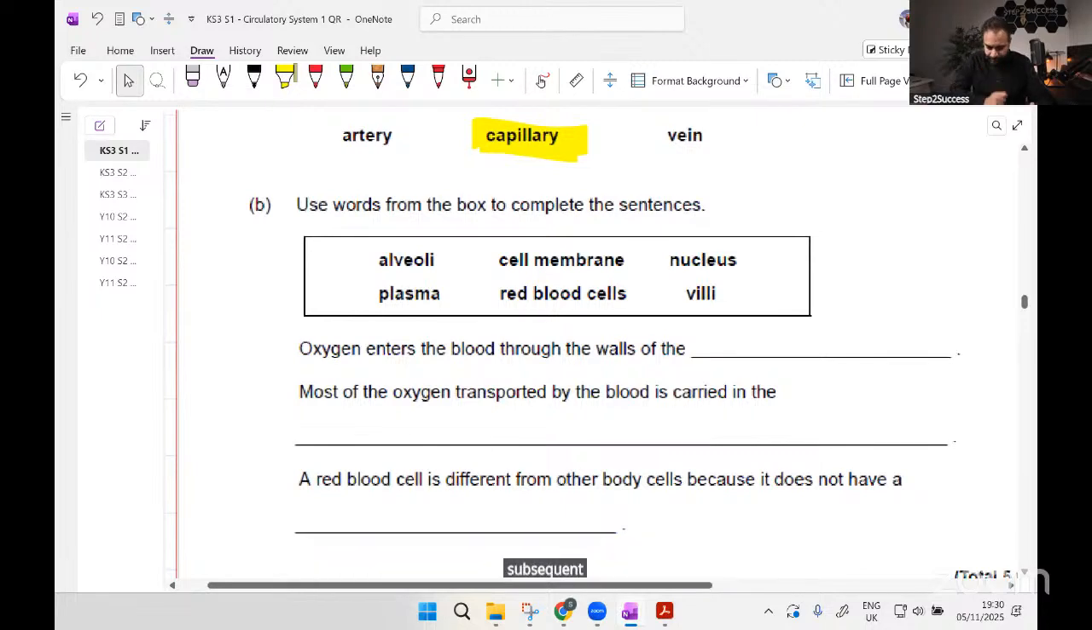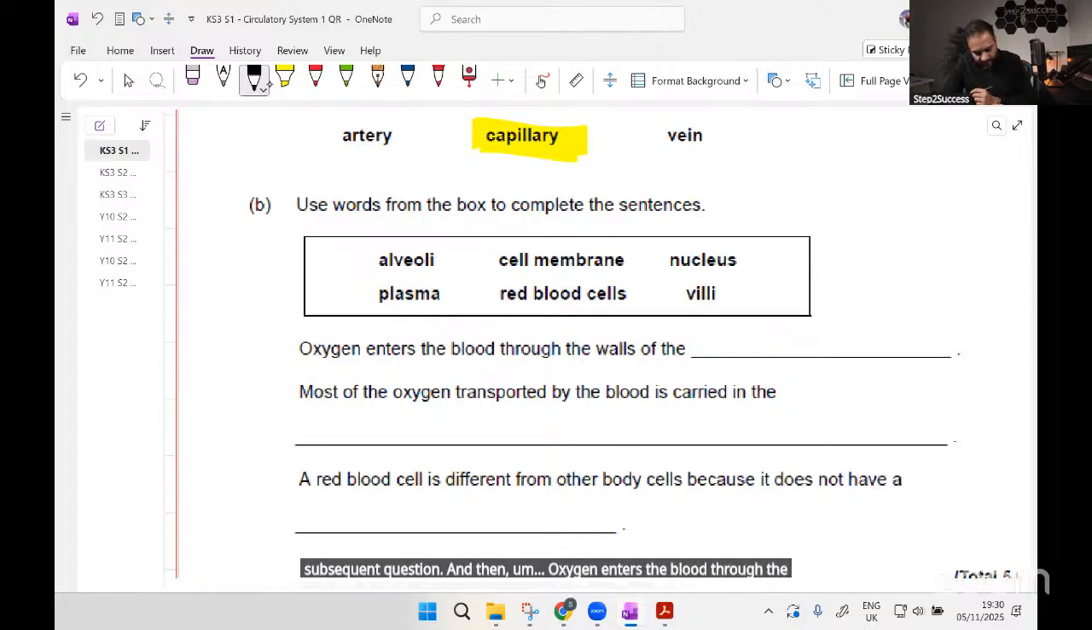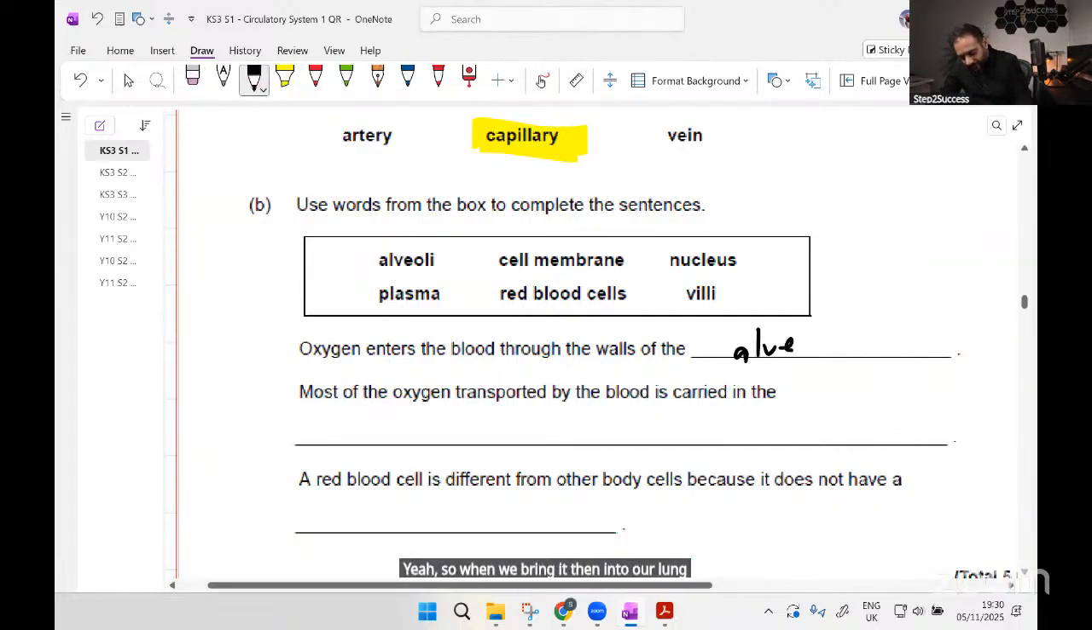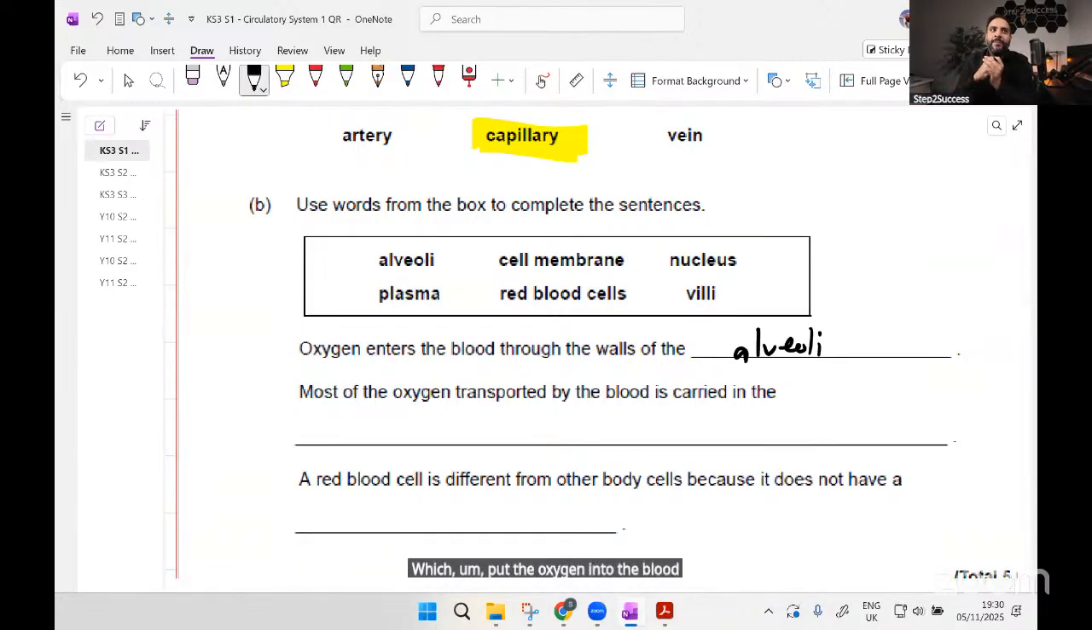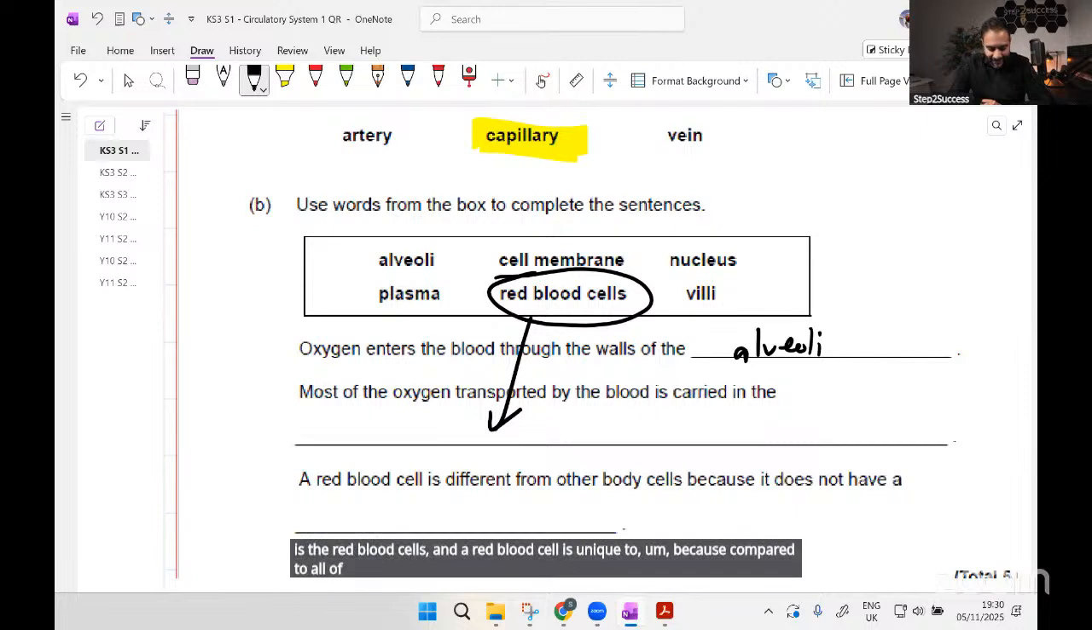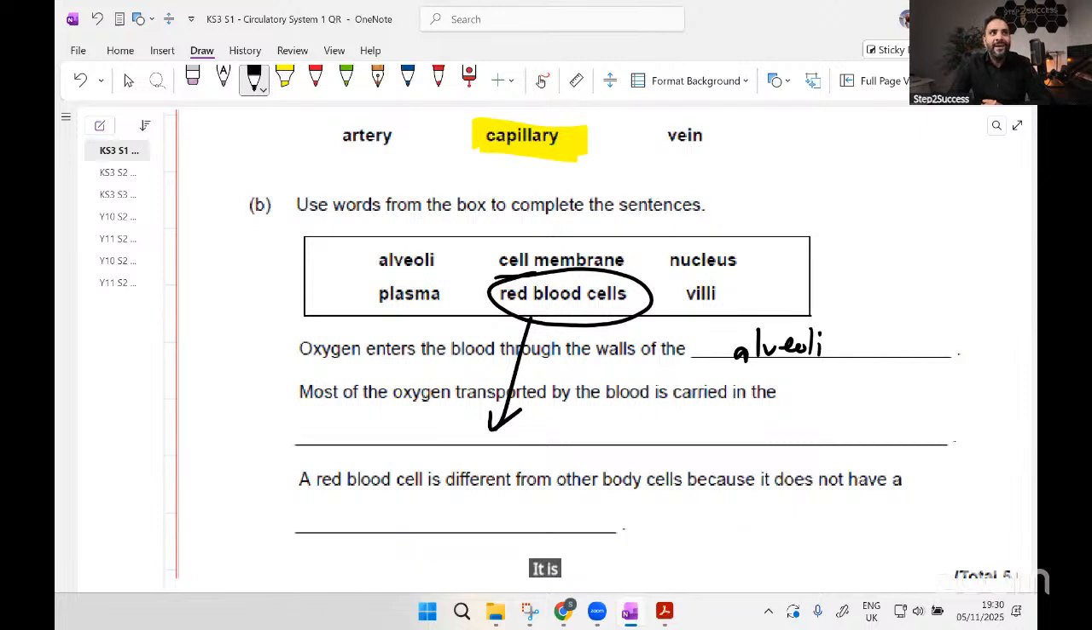And then oxygen enters the blood through the walls of the, it's got to be alveoli, doesn't it, for this one? Yeah, so when we breathe in into our lungs, we have these air sacs called alveoli, which put the oxygen into the blood. And then the part of the blood that is carrying most of the oxygen is the red blood cells. A red blood cell is unique compared to all of your other cells in your body, it is the only one, as far as I'm aware, that does not have a nucleus. It gives it more space to carry oxygen.